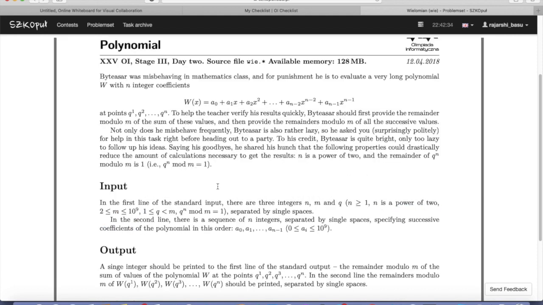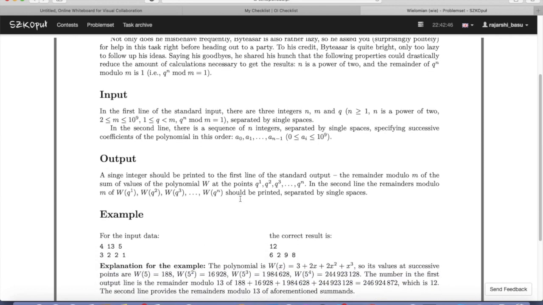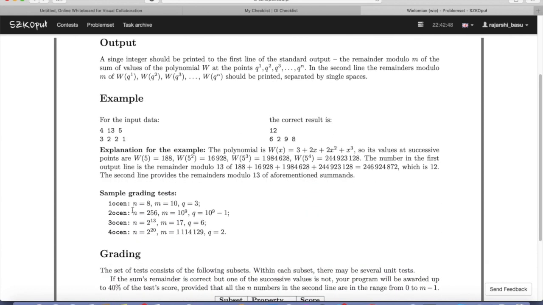So essentially what we have to do is, instead of reporting the exact values, we have to report all the answers modulo m for some given m. m is not given to be a prime. For example, here in the test case we can see that m equals 10 and so on and so forth.